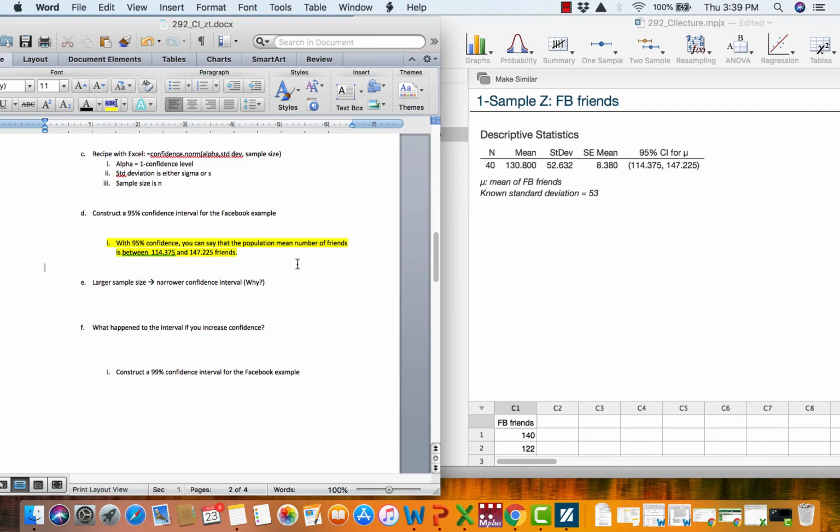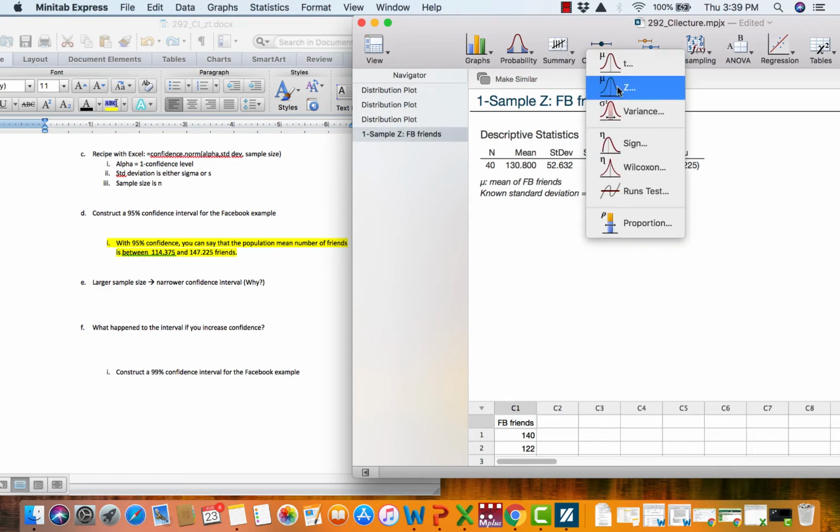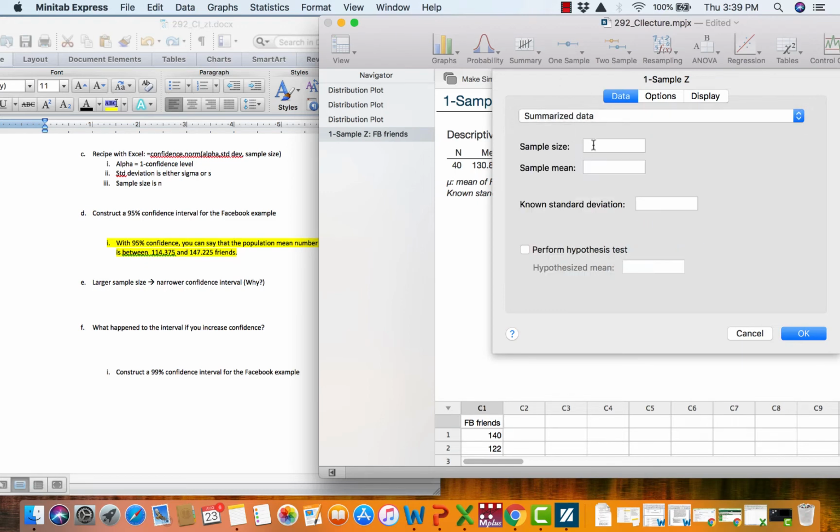All right, so what happens when we start changing the numbers? What happens if we increase our sample size? Well, let's go back here, let's just play here for a second. Go into one sample Z, and we'll do summarized data here. So let's say we've got 100 people. Let's say the sample mean is still 130.8 and our known standard deviation is still 53.